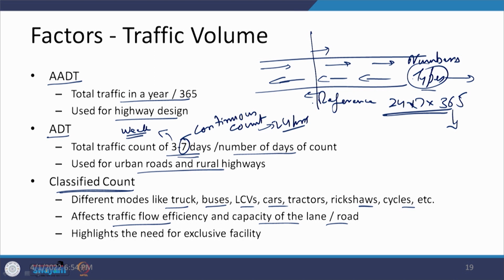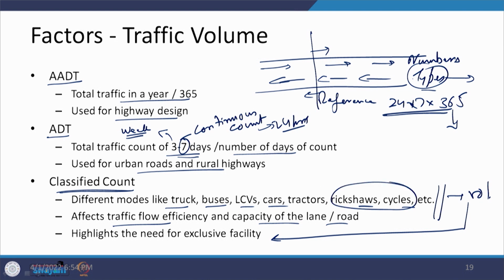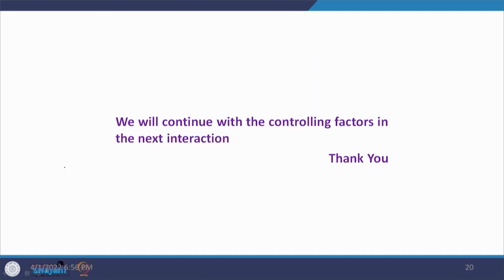At the same time, when you are talking in terms of volume, then this volume is going to define whether we need to provide an exclusive facility for any type of system, say cycle rickshaws or cycles, or we need to provide a separate system for the buses only in terms of BRT lanes. So, this is also going to come out on the basis of the classified count being done at that location.